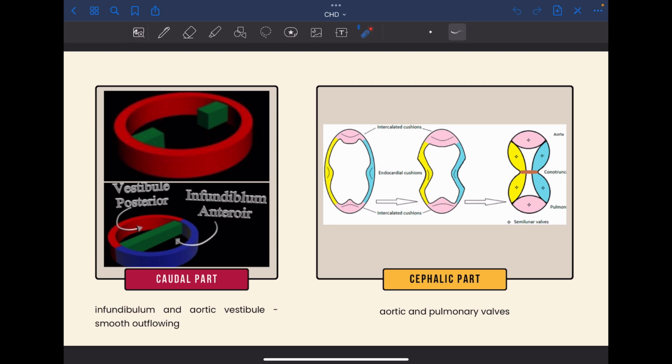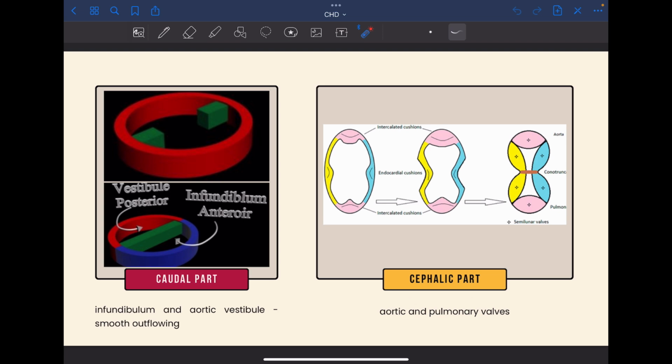So the most caudal part of the bulbous corpus will give the smooth outflowing parts of the ventricles, anteriorly the infundibulum and posteriorly the vestibule. The most cephalic part is going to give us the valves, and the continuation, which are going to be the vessels, is going to come in the truncus arteriosus.